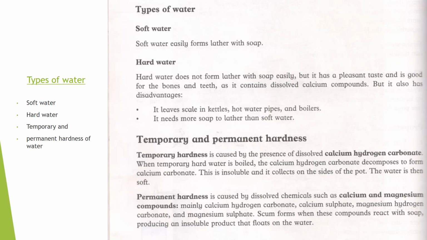there are different types of water: soft water, hard water, temporary hardness, and permanent hardness of water. Soft water can easily form lather with soap because it does not involve any type of impurities, while hard water does not form lather with soap easily because it involves some impurities, which are calcium hydrogen compounds.